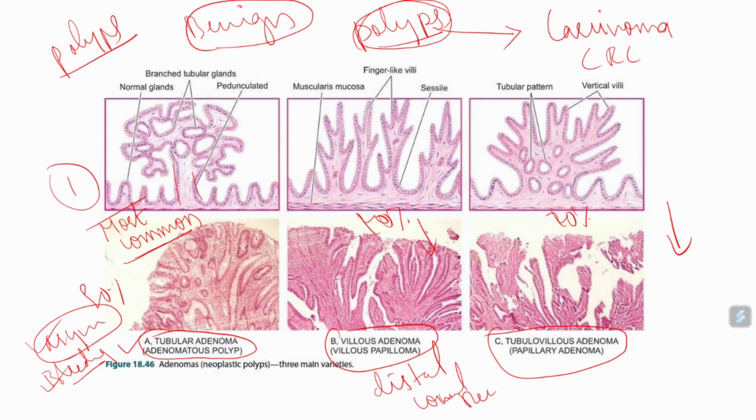And this tubulovillus can be seen anywhere in the large intestine, in the colon, and they are very less common. That already we know. Clear? So they are having both the features of tubular adenoma and villous adenoma. So these are types of polyps.